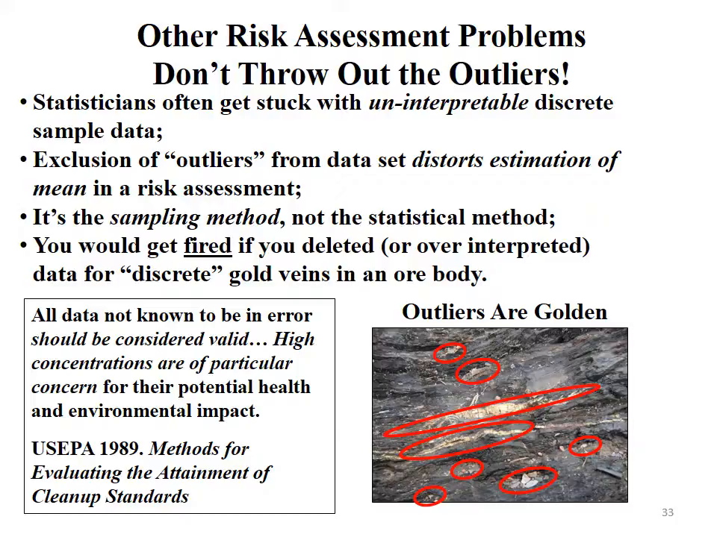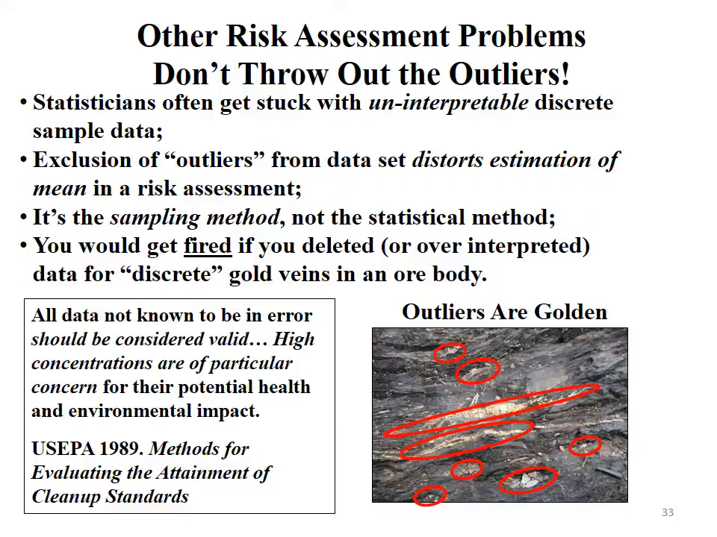So statisticians often get stuck with uninterpretable discrete sample data sets. The exclusion of outliers from data sets distorts the estimation of the mean in the risk assessment, but it's not the statistical method, it's not the statistician, it's the sampling method. It's the people collecting the samples in the field not collecting proper sample data for the statisticians to look at.